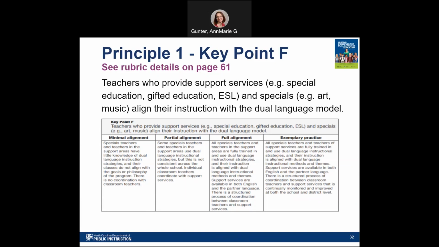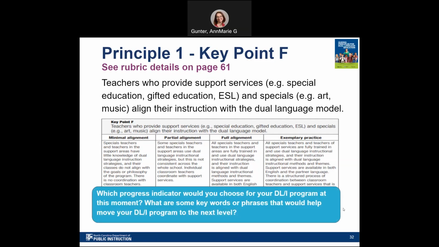You also might have a variety of specials in your class, art or music, or even others that are available to your students. So consider those support services and those specials and how they align their instruction with the dual language model. Again, there's 4 progress indicators. And we're asking ourselves, which progress indicator would you choose for your DLI program at this moment? And what are some keywords or phrases that would help move your DLI program to the next level?